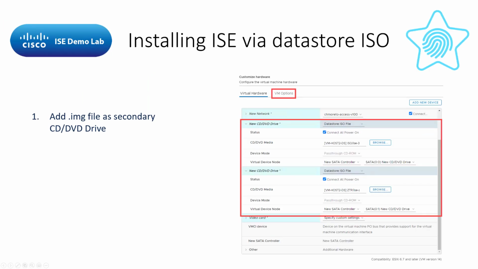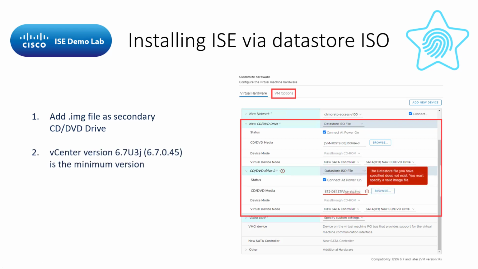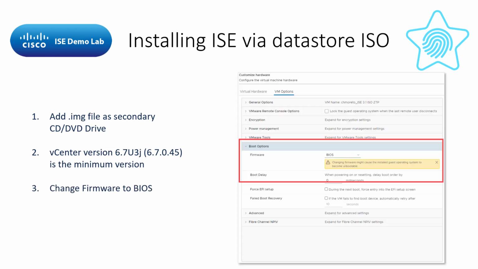Again, there are some notes about the ZTP process in vCenter server. You have to add a secondary DVD drive and map the ZTP configuration file. If you choose to use the .img format for the configuration, you will need at least version 6.7 update 3J, or you will see the error shown. You also have to change the firmware option to BIOS.